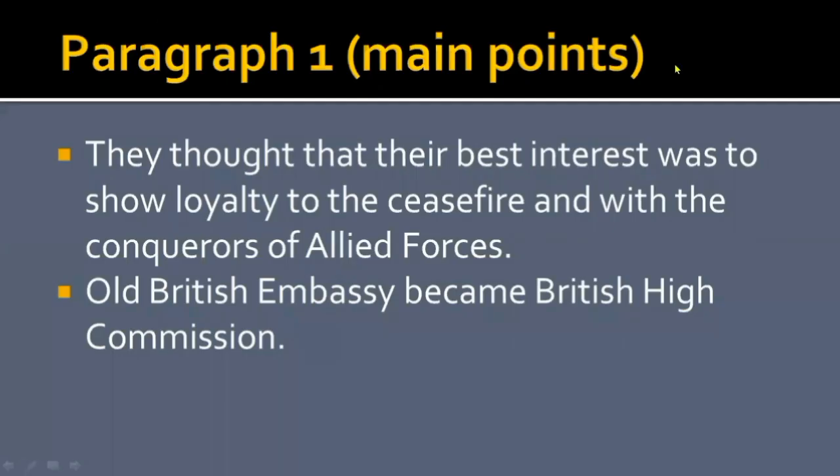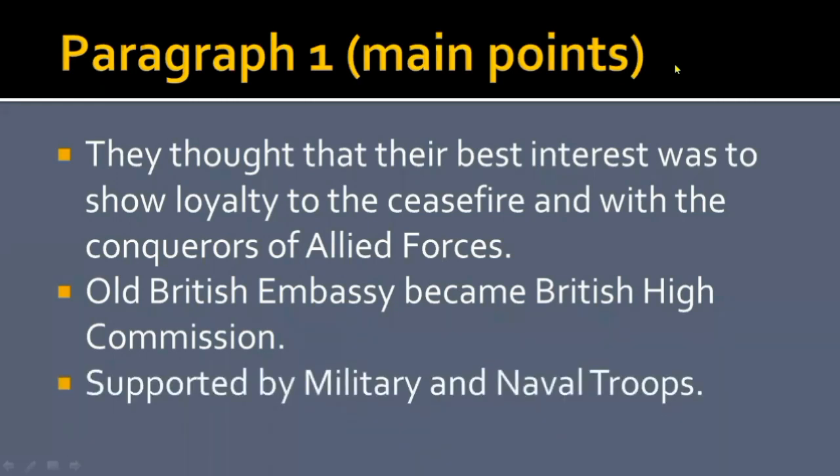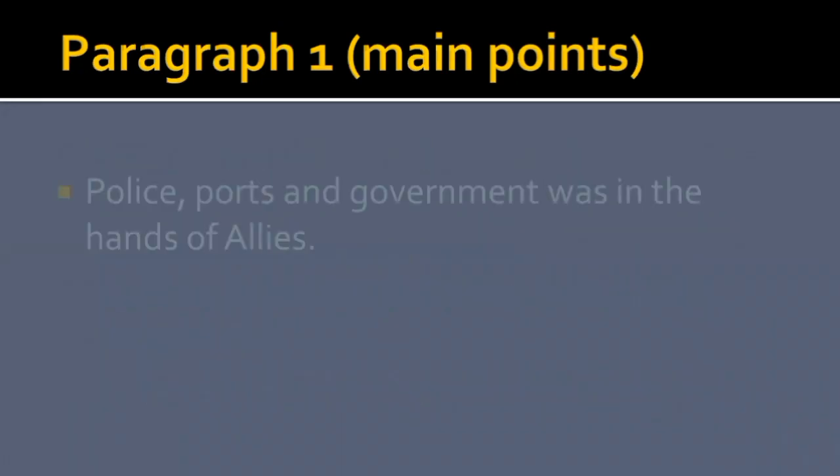So, why the government, its members and the Padishah were eager to collaborate with the Allies? Because they thought that their best interest was to show loyalty to the ceasefire, armistice, and with the conquerors of Allied forces. The old British Embassy became the British High Commission, supported by military and naval troops.